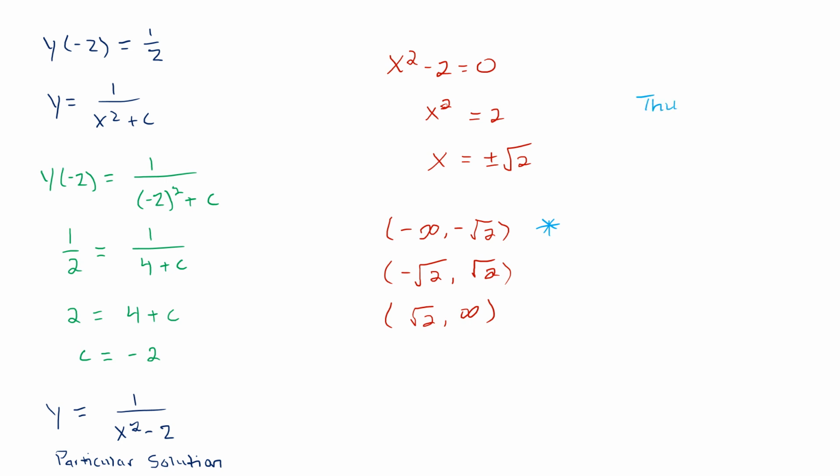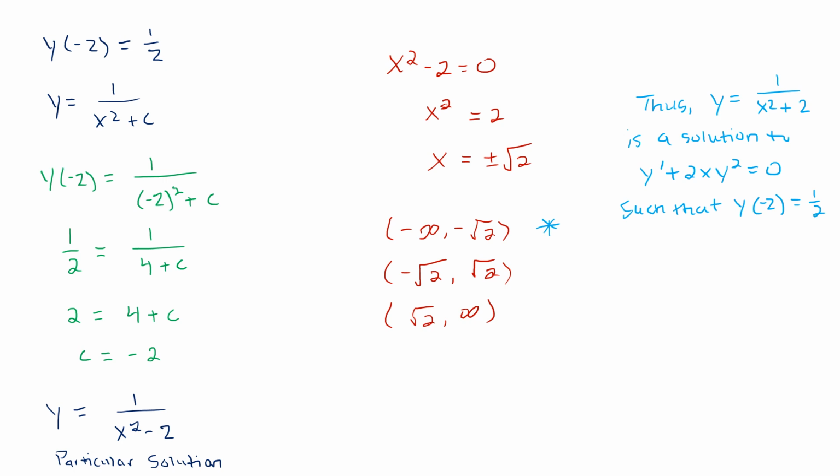So thus, y equals 1 over x squared plus 2 is a solution to y prime plus 2x y squared equals 0, such that y of -2 equals 1/2 and exists when x squared minus 2 does not equal 0.